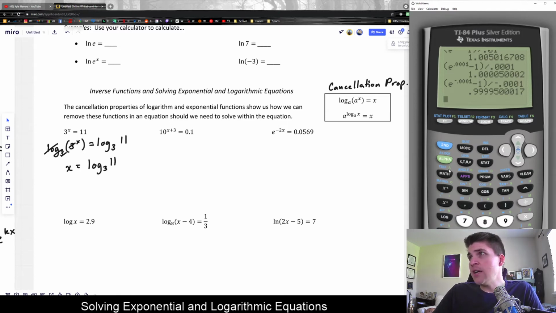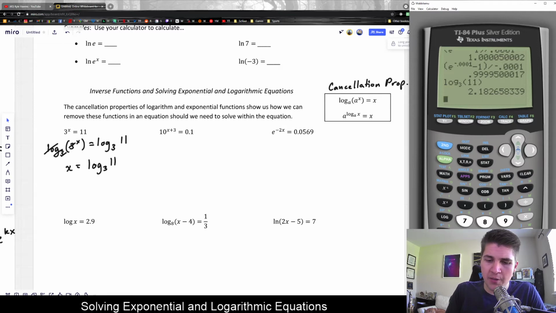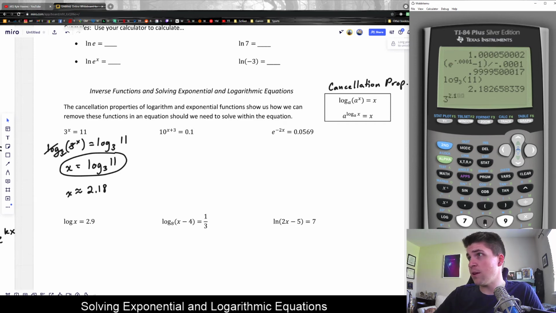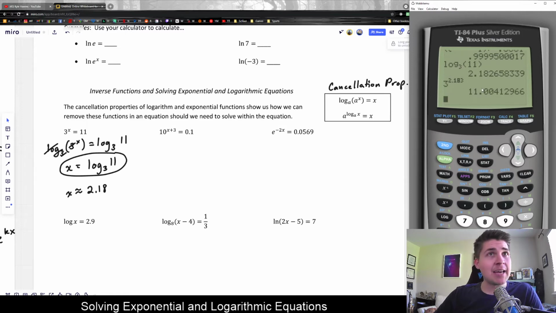And of course, we could use either the change of base formula or the log function in a calculator to figure out what this approximates as a decimal. But this would be what we call the exact answer to the equation. Or, we could get an approximated answer as about 2.18. And again, we could check this out. If we take 3 and raise it to the 2.18 whatever power, we see that comes out to being 11, and it makes sense. As with any algebraic equation, the answer, x, should make sense in the original when you plug it back in.